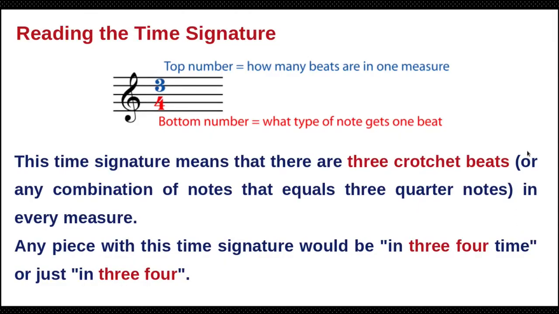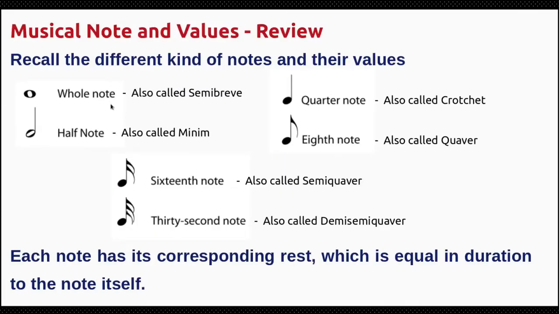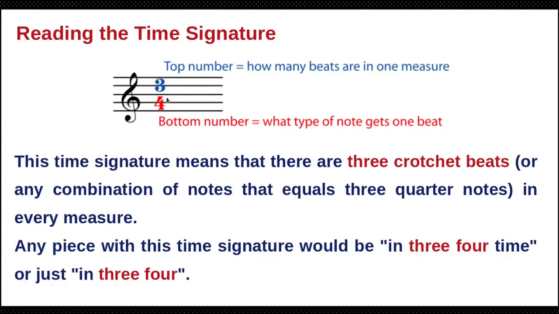Now, reading the time signature. Usually the top number tells you how many beats are in one measure, or how many beats are in one bar, put it that way. And then the bottom number tells you what kind of note gets one beat. I told you before that the quarter notes and the eighth notes are very popular notes used in time signatures. So for example, this means there are 3 quarter notes, or 3 crotchet beats, in a measure. That's the meaning of this time signature. You call this 3/4.